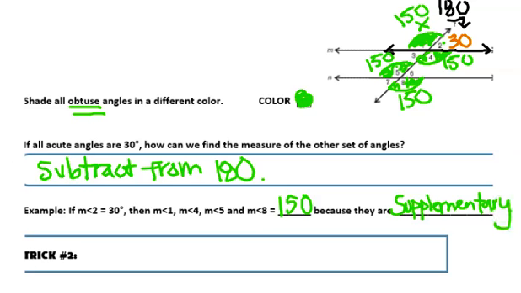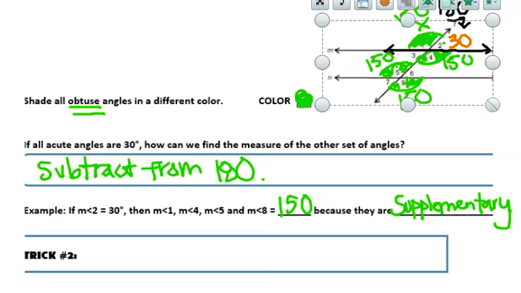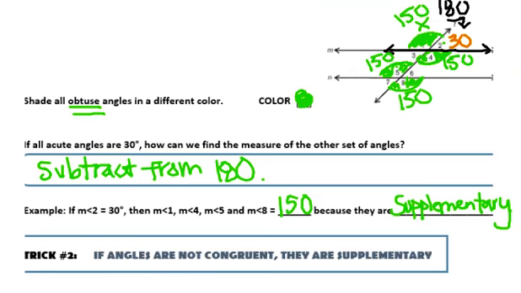So the trick here is that if the angles, like angles 1 and 2, are not actually congruent, if the angles don't look congruent, then they're supplementary. So you have two types of angles. You either have angles that are congruent to each other, or you have angles that are supplementary to each other.